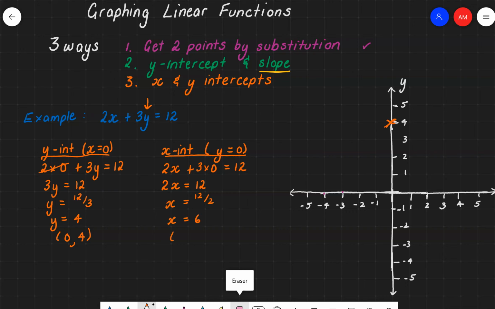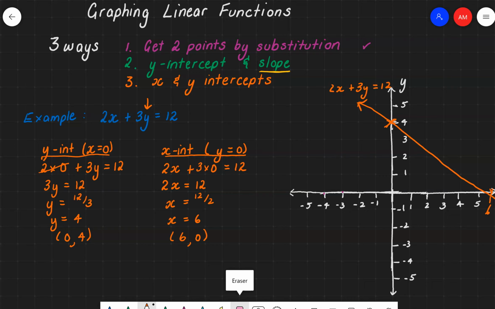And remember, every coordinate is x then y. So x is 6 and my y is 0. Now, a little bit of an issue because, oops, it doesn't quite fit into my scale. You just have to widen that a little bit, go down to here to 6 and connect, bang, the dots. And there you have 2x plus 3y equals 12.